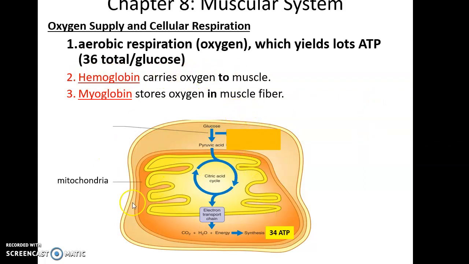And then within the muscle's sarcoplasm, there is the protein myoglobin. Myoglobin is very similar to hemoglobin, and it also binds oxygen. So oxygen is stored in the muscle fiber by binding to the protein myoglobin, and myoglobin just happens to be red, which is why muscles tend to be red.